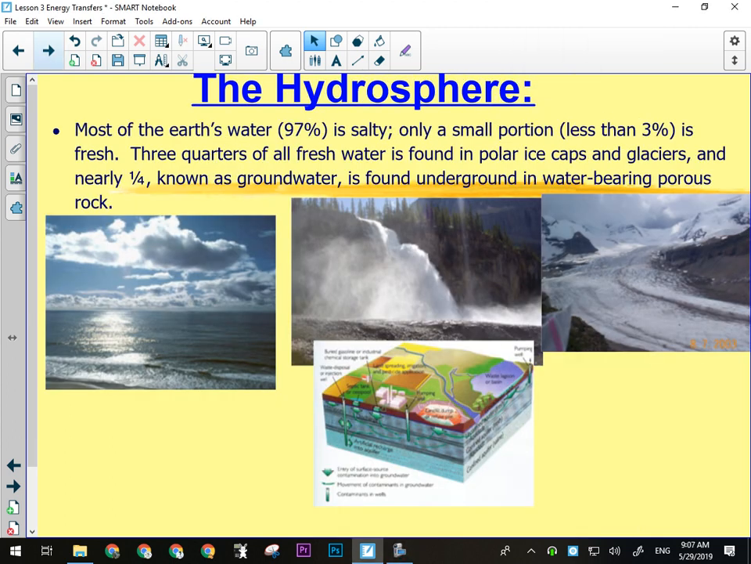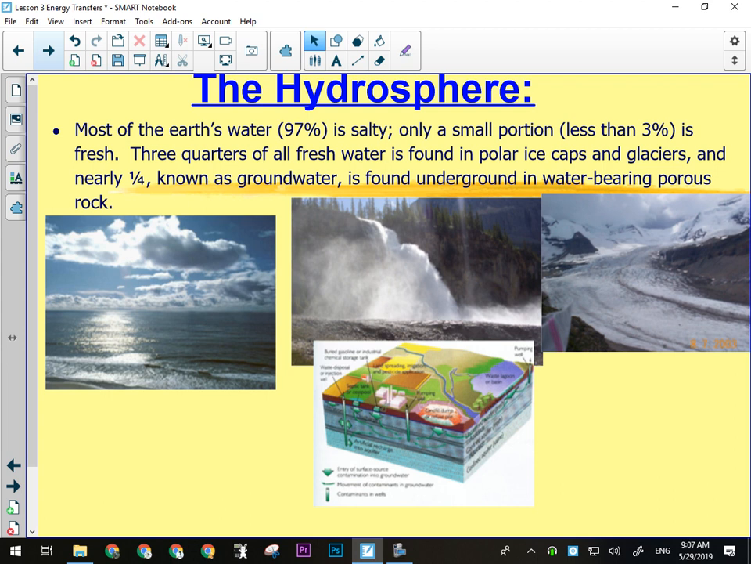Okay, so just talking about the distribution of water here. Most of the water on Earth, 97% of it, is salt water. It's in the oceans. The other 3% is fresh water. That's a pretty important 3%, because that's what we as humans need in order to survive.